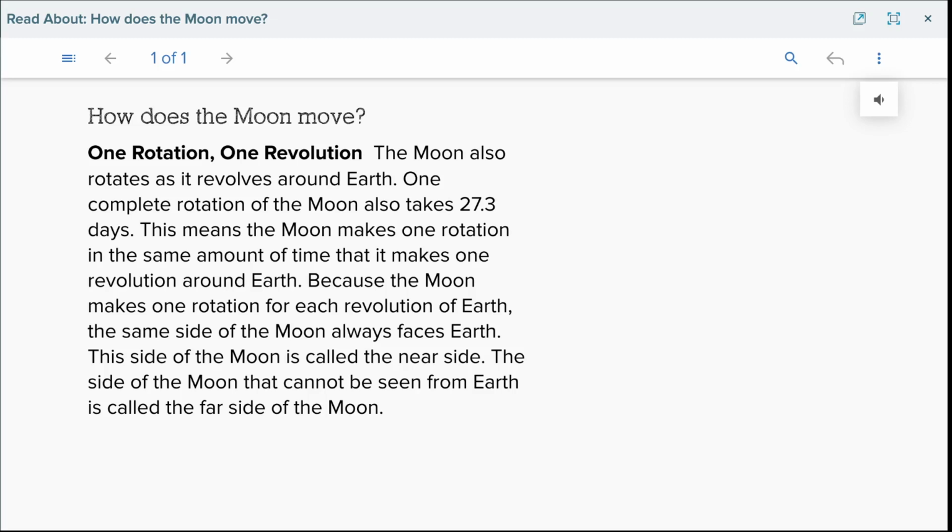This means the moon makes one rotation in the same amount of time that it makes one revolution around the Earth. Because the moon makes one rotation for each revolution of the Earth, the same side of the moon always faces the Earth. The side of the moon is called the near side. The side of the moon that cannot be seen from the Earth is called the far side of the moon. Some people also call it the dark side of the moon, which is a little bit of a lie because it's not actually dark all the time.